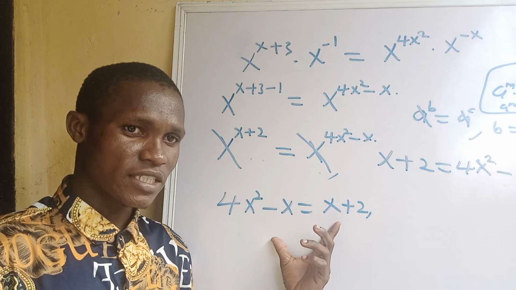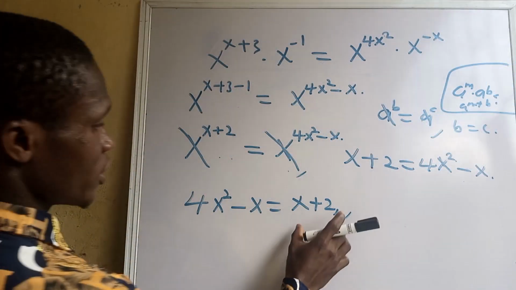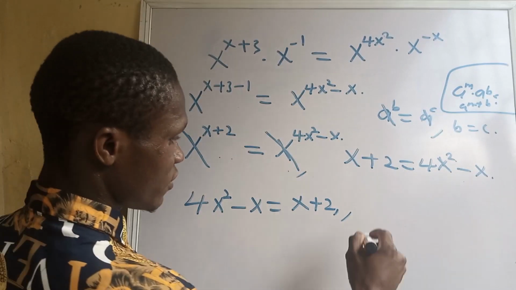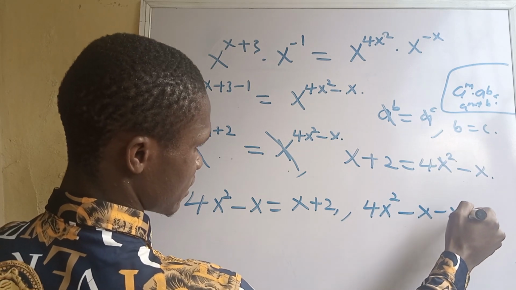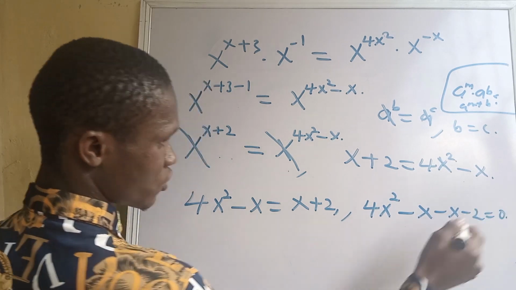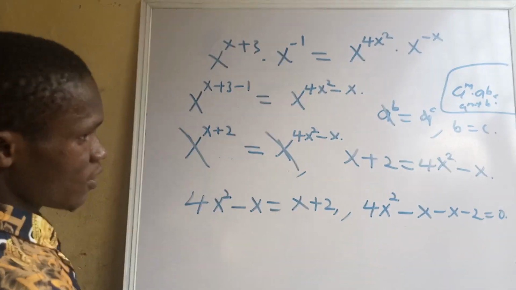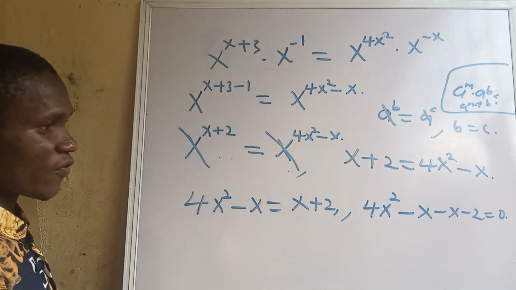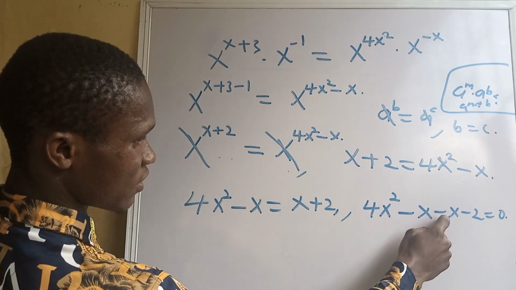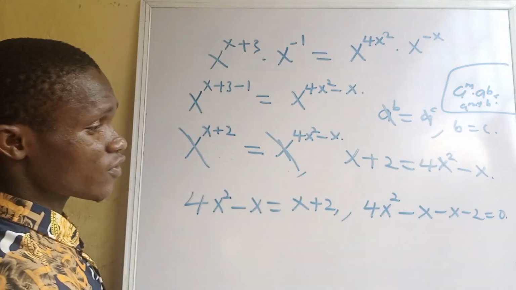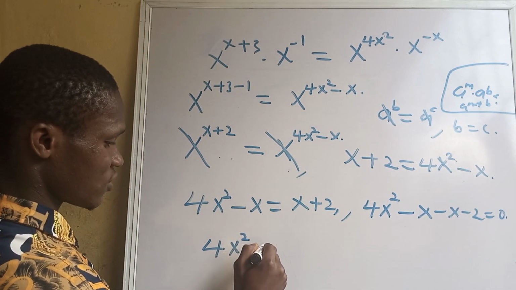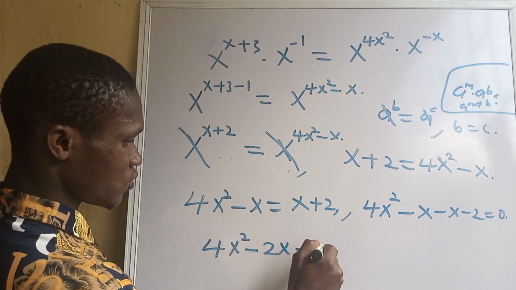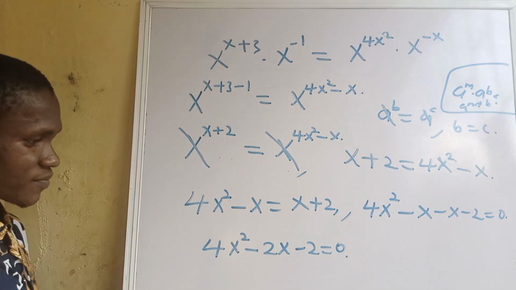In order for us to make this a quadratic equation, bringing the whole of this to the other side, we now have 4x squared minus x minus x minus 2 all equal to 0. Okay, now we have this in the form of a quadratic equation, but we have minus x minus x. Minus x minus x is going to give us minus 2x. So applying that, we're going to have 4x squared minus 2x minus 2 equals 0.